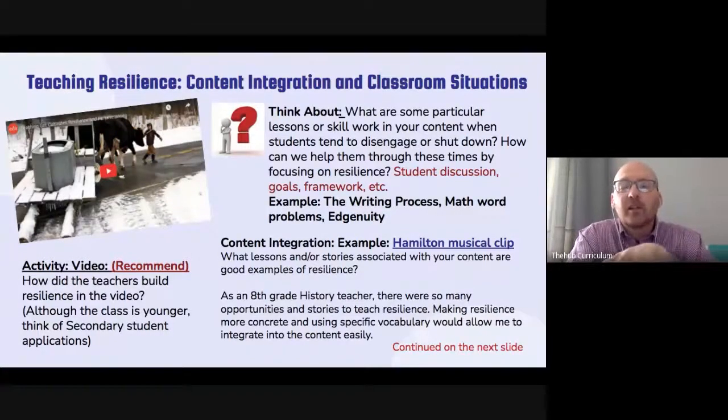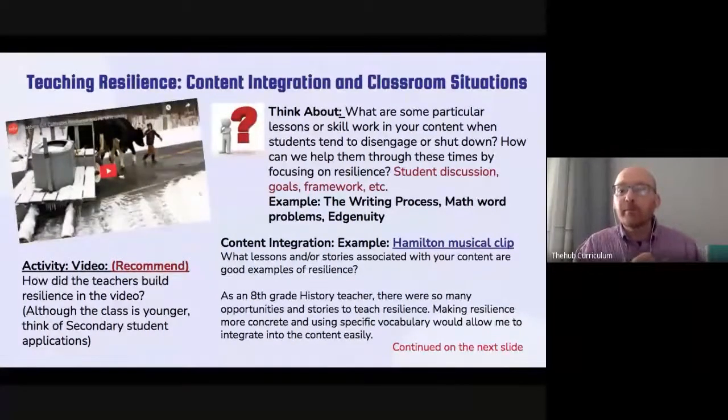And then in your particular content, can you think, are there particular times where your students tend to shut down? If you're a language arts teacher, is it in the middle of the writing process? Is it at the beginning? In math, are there particular times where you see students starting to disengage? So how can we help students through those times?